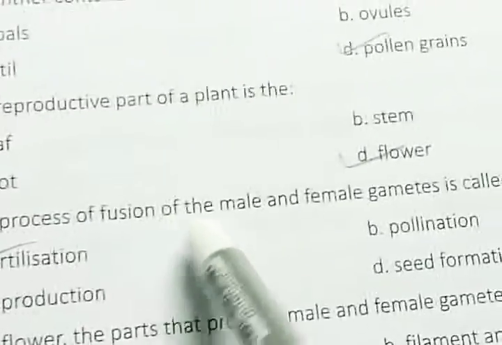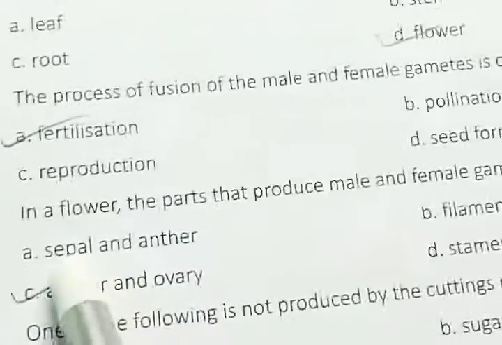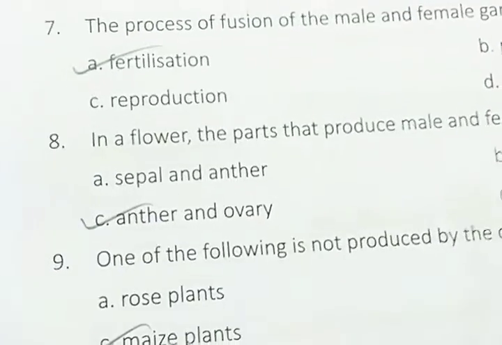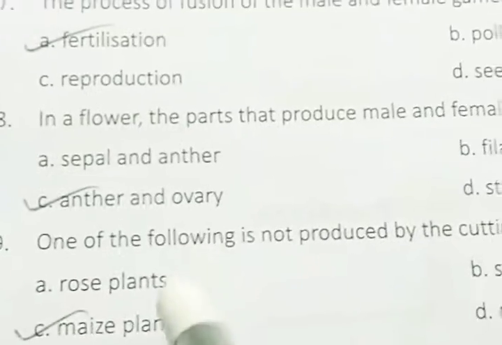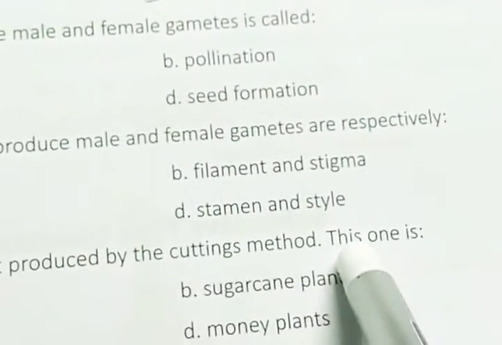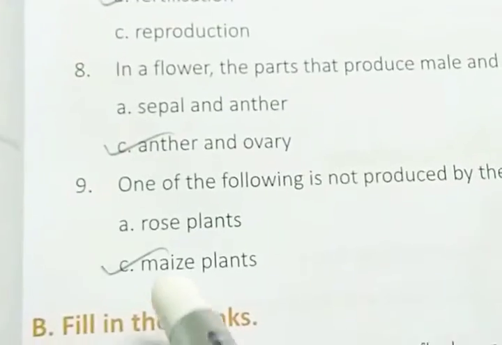The reproductive part of plant is flower. The process of fusion of male and female gametes is called fertilization. In the flower, the parts that produce male and female gametes are, respectively, anther and ovary. One of the following is not produced by the cutting method. This is one: maize plant.